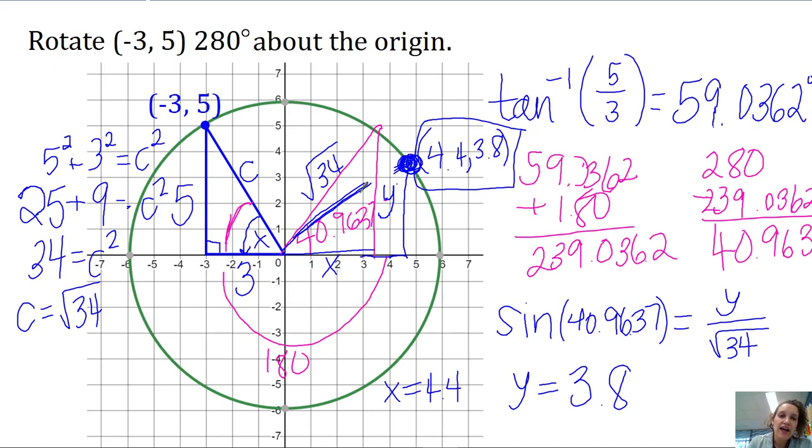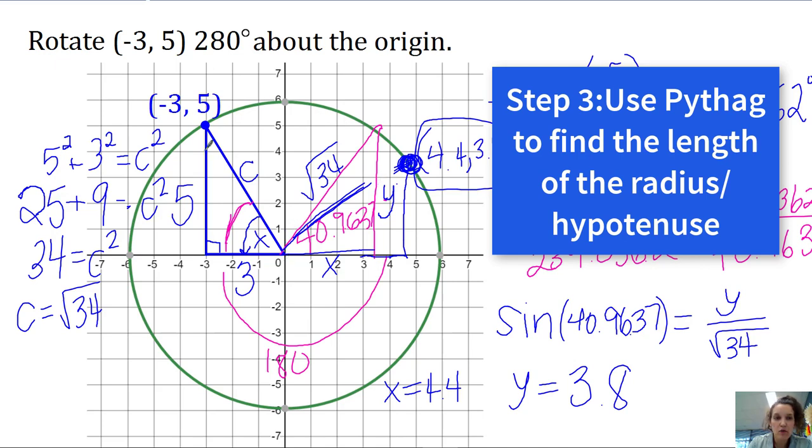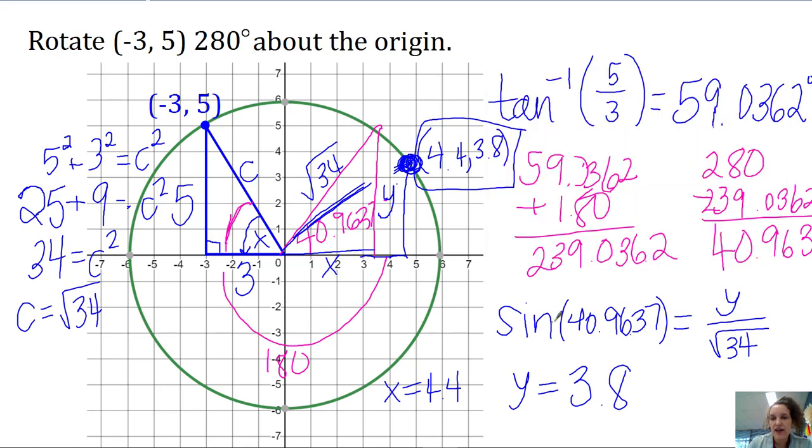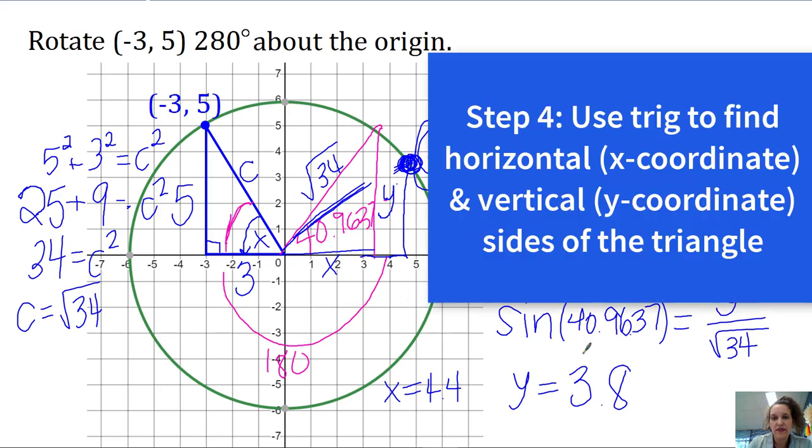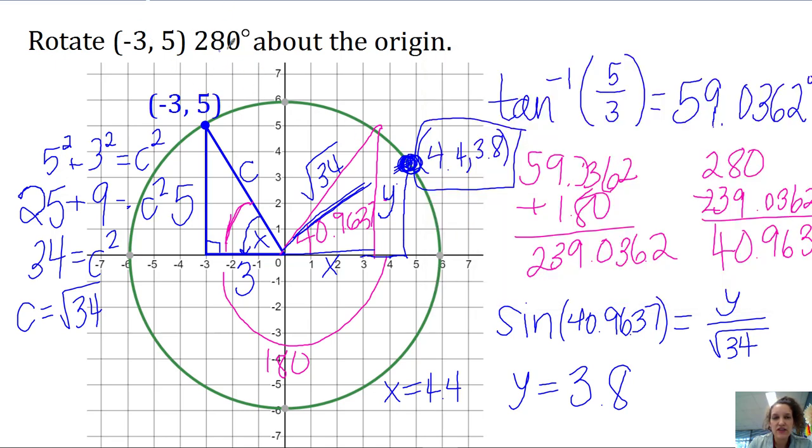Then I needed to use this right triangle to find the coordinates of our point, so I needed to know the x side and the y side of that triangle. To do that, I needed to know a side. My hypotenuse stays consistent, so I went back to my original triangle and did Pythagorean theorem to get the hypotenuse, which was then the hypotenuse of the triangle over here. Once I knew that, I could use trig to get the remaining sides. So the final answer, the location of our point after we've rotated it 280 degrees about the origin, is 4.4 comma 3.8.